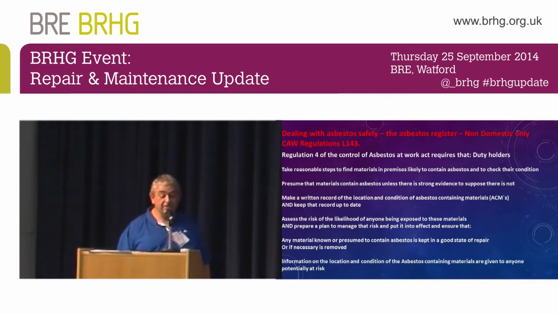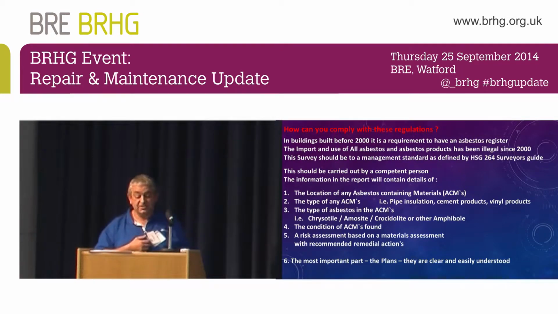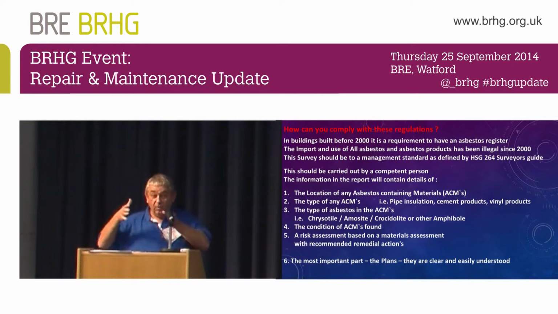How can you comply with those regulations? In buildings built before 2000, it's a requirement to have an asbestos register at least to a management standard. The import and use of all asbestos and asbestos products has been illegal since 2000. That's why they've made that the cut-off point. To be honest, I tend not to see it past 1986, but the HSE require it up to 2000. If it's after 2000, or you can give architects drawings and specifications for the building, you don't need one.